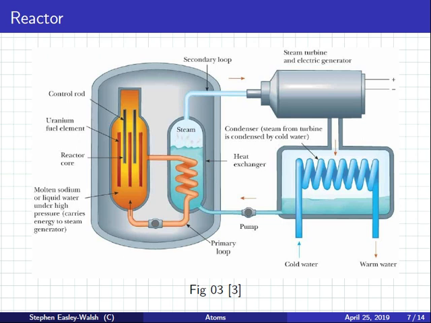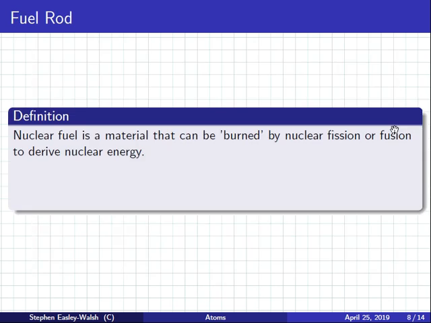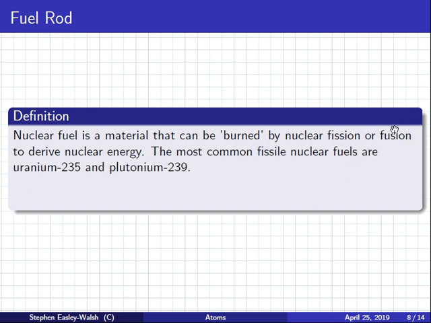Got that, Dan? Okay. Now on to some definitions. So the first one is nuclear fuel, a material that can be burned by fission or fusion to make nuclear energy. The most common is uranium and plutonium.